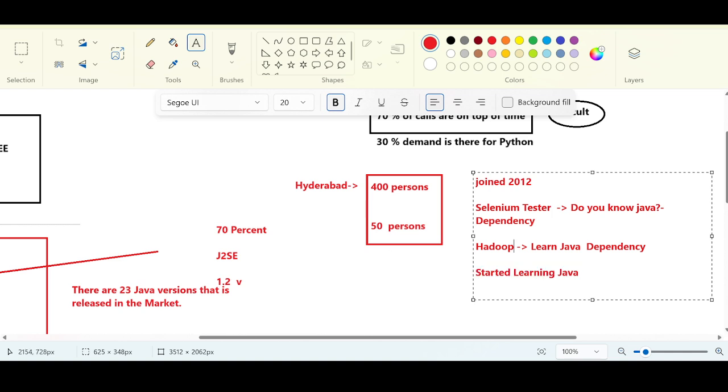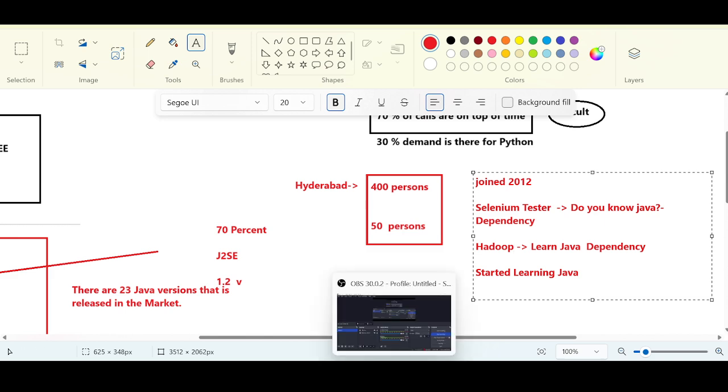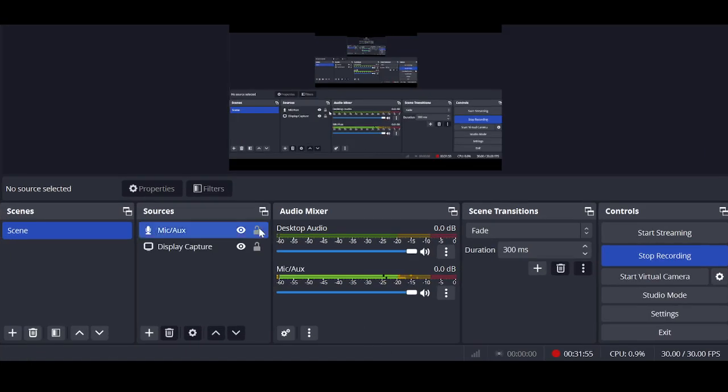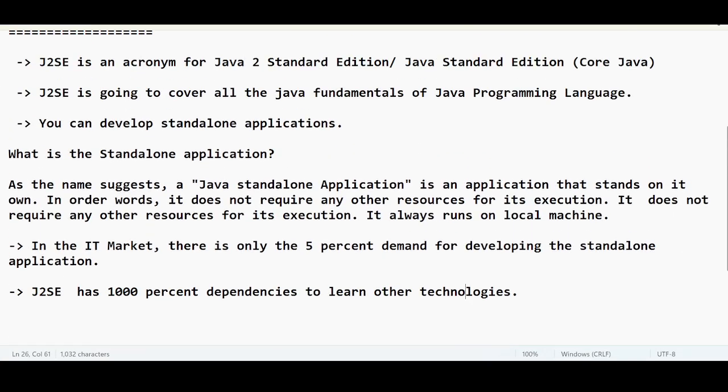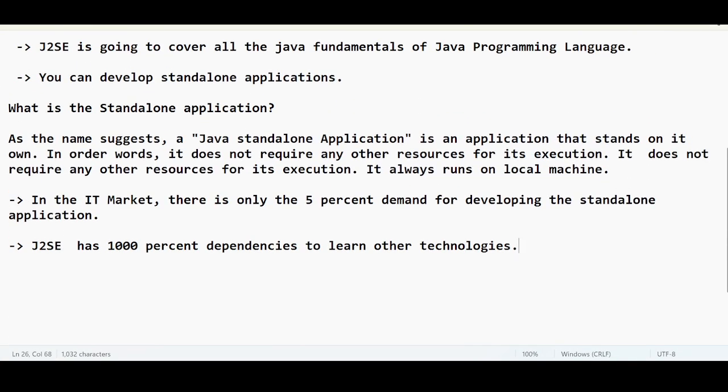Okay. So everywhere in the market, wherever you go, the demand for the Java programming language is not limited to the standard edition, and it is not limited to developing standalone applications. You may feel it is limited, but trust me, it has 1000% dependence. You can jump to any other technologies when you are good at J2SE. It is not recommended to jump. You can become a very good backend developer with Java. I'm just talking about the dependencies. You can become a backend developer just by knowing Java.